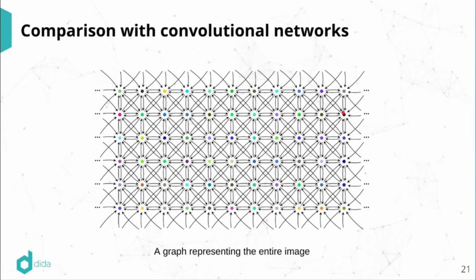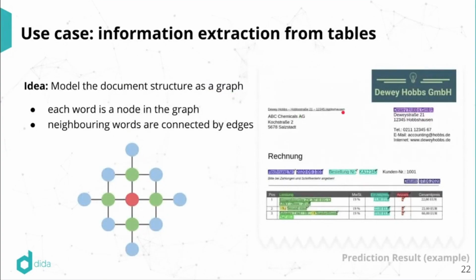Of course, a graph neural network can take in graphs of arbitrary shapes, while a convnet is specialized to shapes of this graph, but that's fine. So convnets are a particular case of graph layers. All right, so now we can go back to our use case, which was about information extraction from tables.